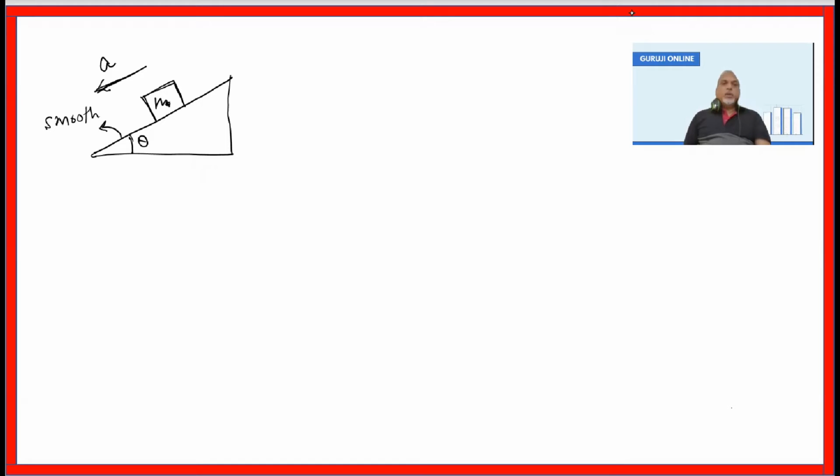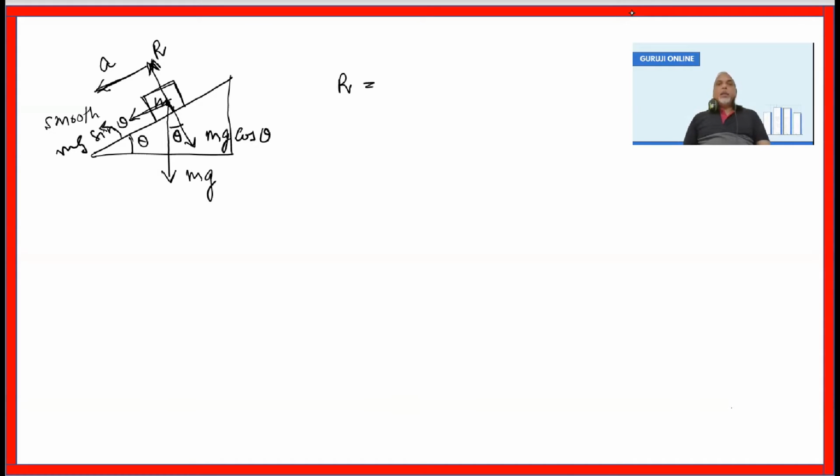Here, of course, there will be a gravitational force due to the mass of the block, and there will be a reaction due to the plane on which this mass is resting. This is R, and if we extend it, then naturally this will be theta. And if we resolve this gravitational force, then this will be mg cos theta, and this will be mg sin theta. I hope this is clear.